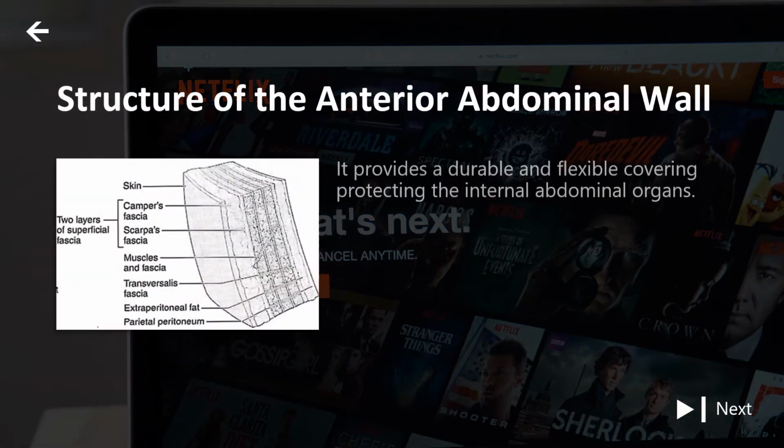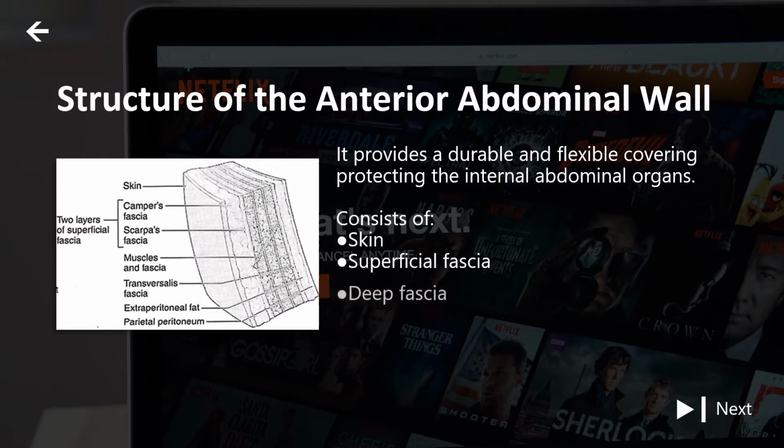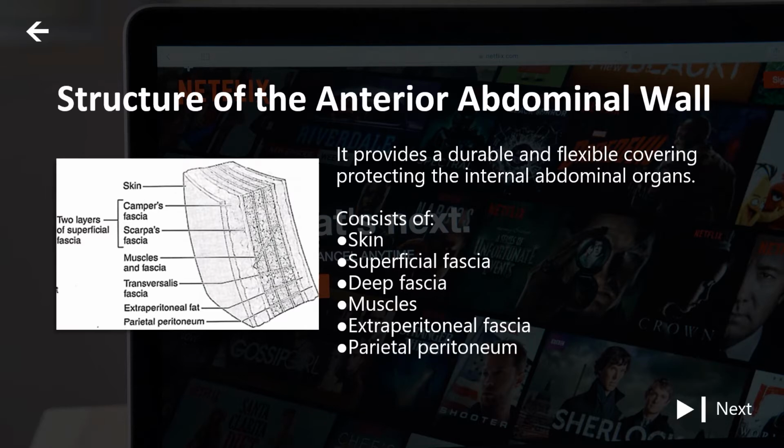Structure of the anterior abdominal wall. It provides a durable and flexible covering protecting the internal abdominal organs. It consists of skin, superficial fascia, deep fascia, muscles, extraperitoneal fascia, and parietal peritoneum.